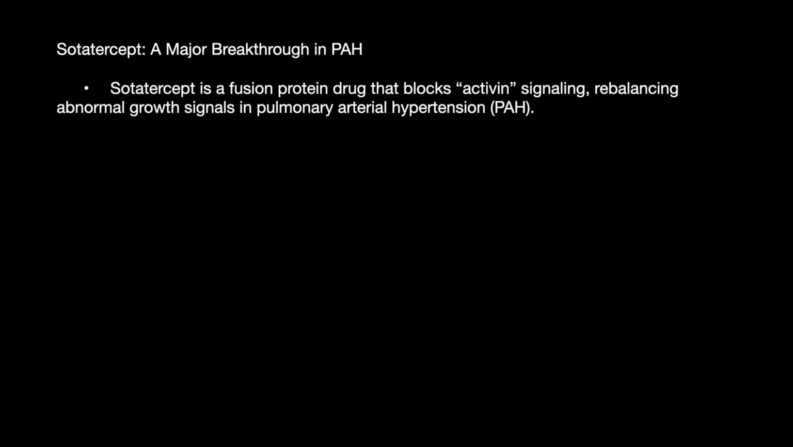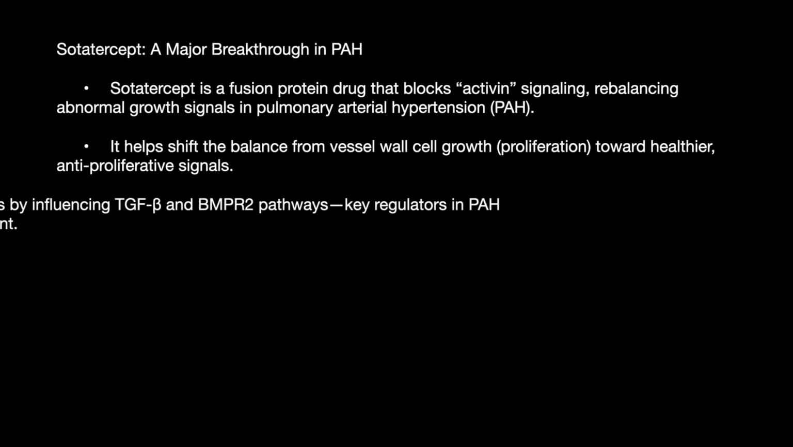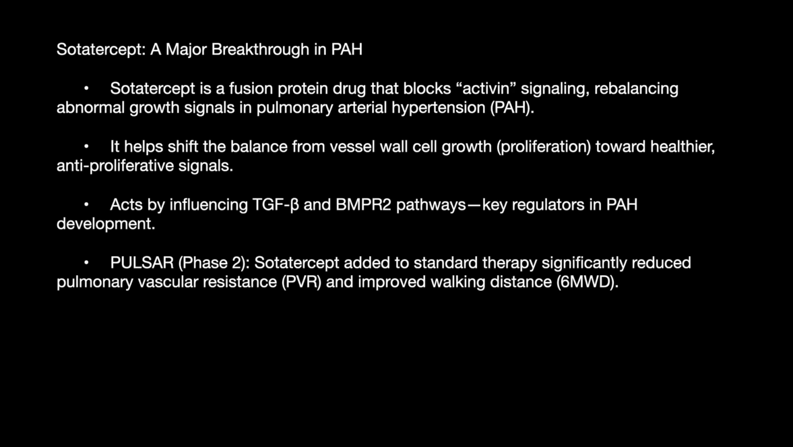So now we look at the major new drugs that have come. The most important is sotatercept. It is a fusion protein that blocks the activin signaling, rebalancing the abnormal growth signals in pulmonary artery hypertension. It helps shift the balance from vessel wall cell growth towards healthier anti-proliferative signals. It acts by influencing the TGF beta and BMPR2 pathway, which regulate PH development.